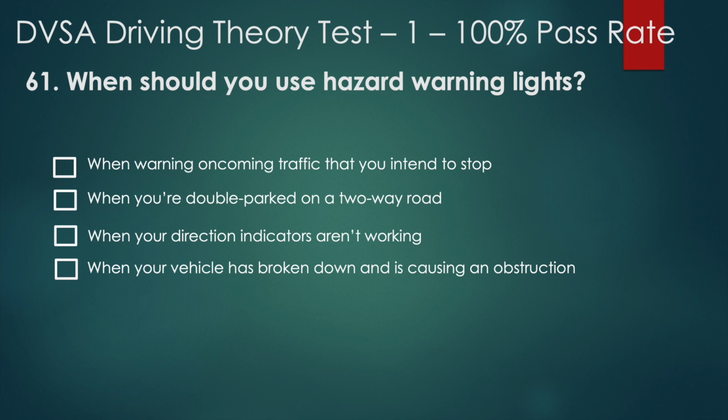61. When should you use hazard warning lights? A. When warning oncoming traffic that you intend to stop. B. When you are double parked on a two-way road. C. When your decision indicators aren't working. D. When your vehicle has broken down and is causing an obstruction. And the answer is D. When your vehicle has broken down and is causing an obstruction.